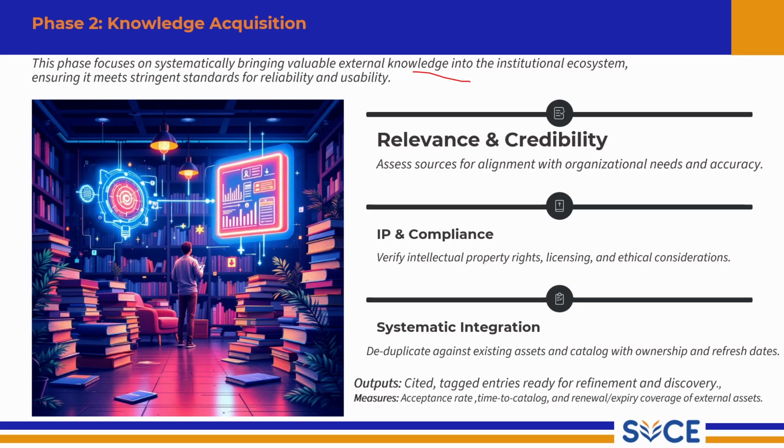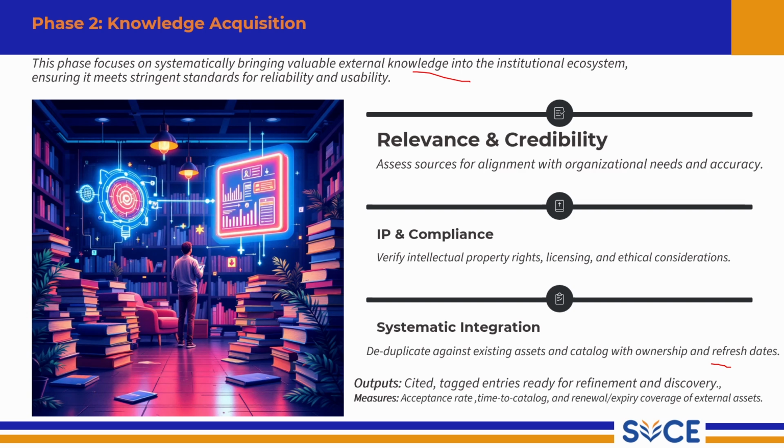And then last one is the systematic integration. Systematic integration deduplicates against the existing asset catalog with ownership and refresh dates. Here that means the new knowledge is checked so it does not duplicate what already exists and it is properly catalogued with a clear ownership and updates.